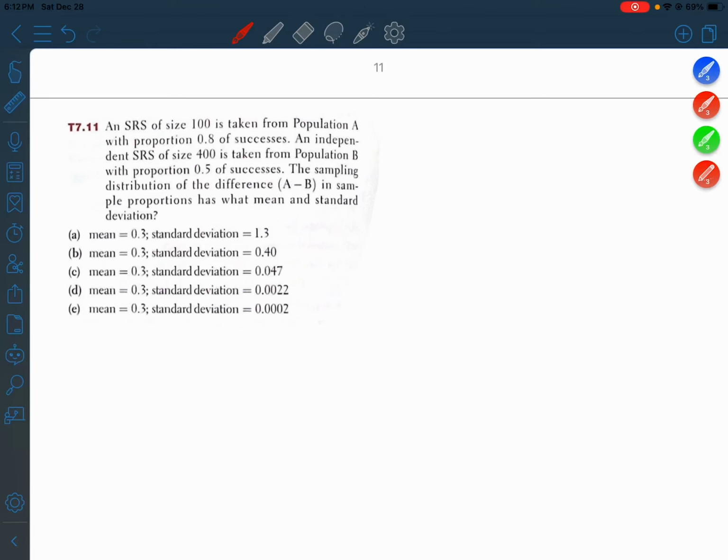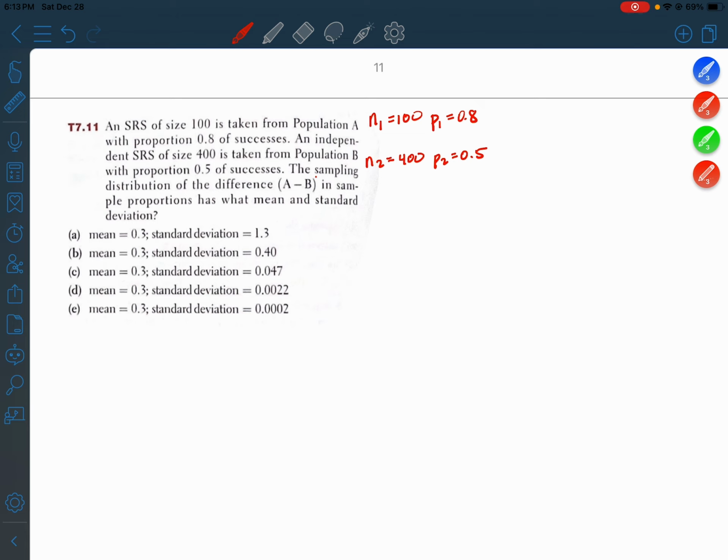T7.11. An SRS of size 100 is taken from population A with proportion 0.8 of successes. Okay, so let's write this. N1 is 100 and P1 is 0.8. An independent SRS of size 400 is taken from population B with proportion 0.5 of successes. So N2 equals 400 and P2 equals 0.5. The sampling distribution of the difference, A minus B, in sample proportions has what mean and standard deviation?